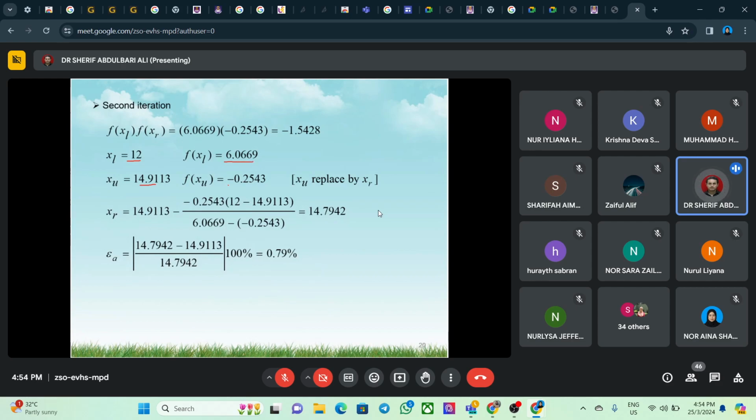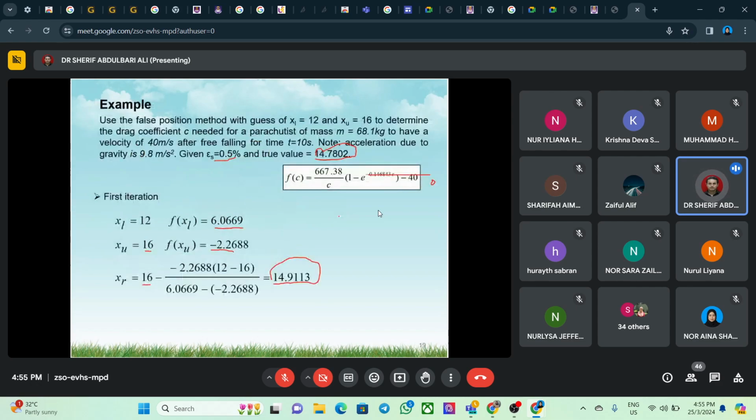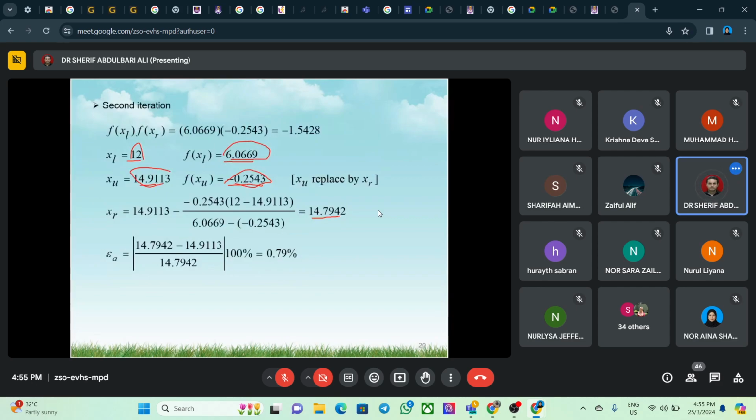Then again, you find the function of x lower and the function of x upper. Then you calculate a new value of xr using those values: 12, the value of x upper, the function of x lower and the function of x upper. You put these values into the equation to get a new value of xr, which is 14.79. If you look at this value and compare it to the true value, it's almost the same.